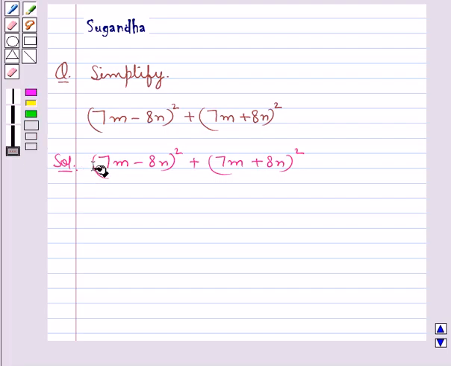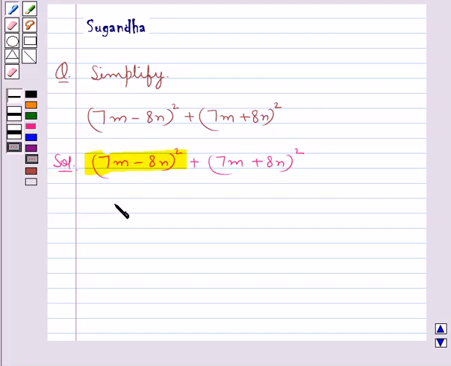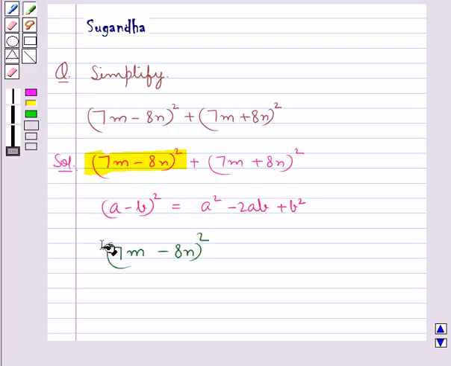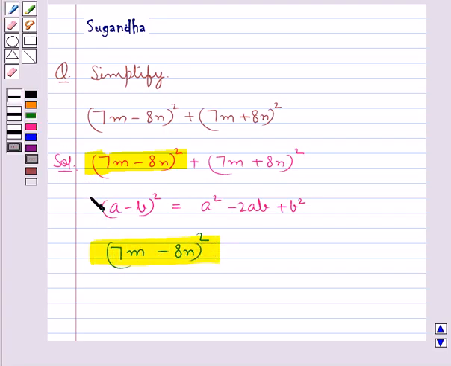Now first we shall find the value for this expression. Now consider the identity (a minus b) the whole square is equal to a square minus 2ab plus b square. Now consider the expression (7m minus 8n) the whole square. Now this expression will be solved using the given identity, that is, (a minus b) the whole square is equal to a square minus 2ab plus b square.